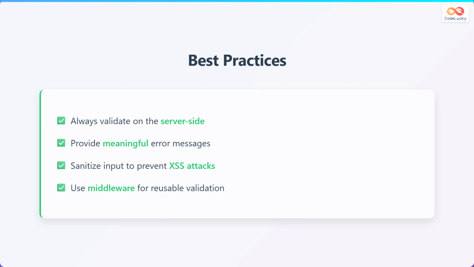Here are some best practices to keep in mind when implementing validation. Always perform validation on the server side to ensure data integrity and security. Provide meaningful error messages to help users understand and correct their input. Sanitize input to prevent cross-site scripting attacks. Utilize middleware for reusable validation logic, promoting code maintainability and efficiency.